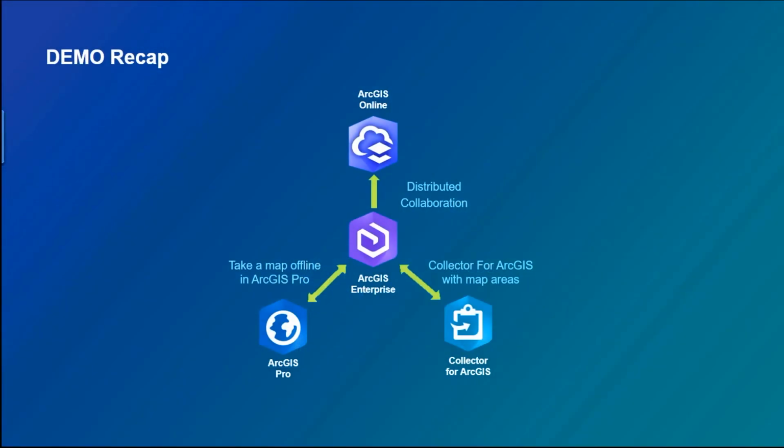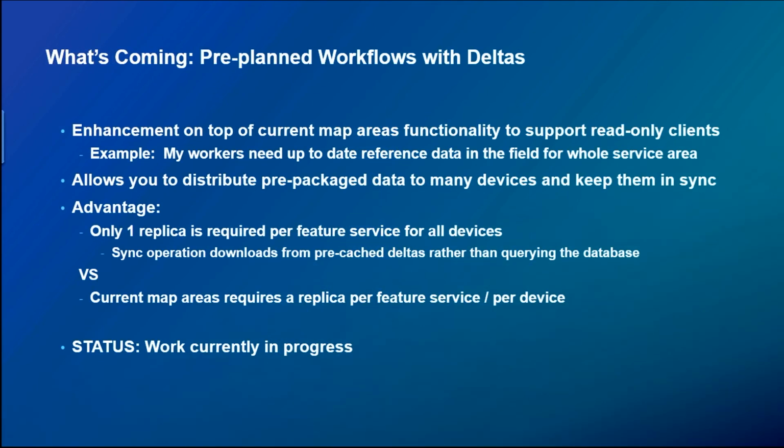So that was our set of demos. We basically did a mini workflow where we set up a distributed collaboration between enterprise and online, and then we took data offline in Pro, took data offline in Collector, synced it up to enterprise, and then that, of course, will be automatically synced up, eventually up to online, and made available to whoever I want to share it with up there.